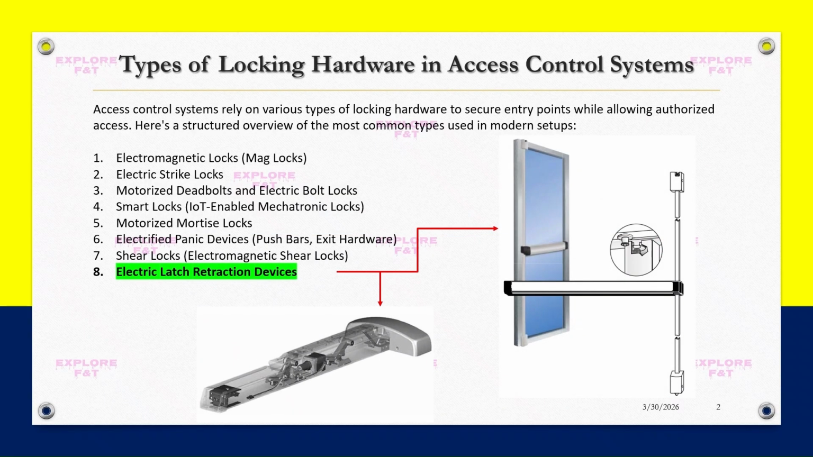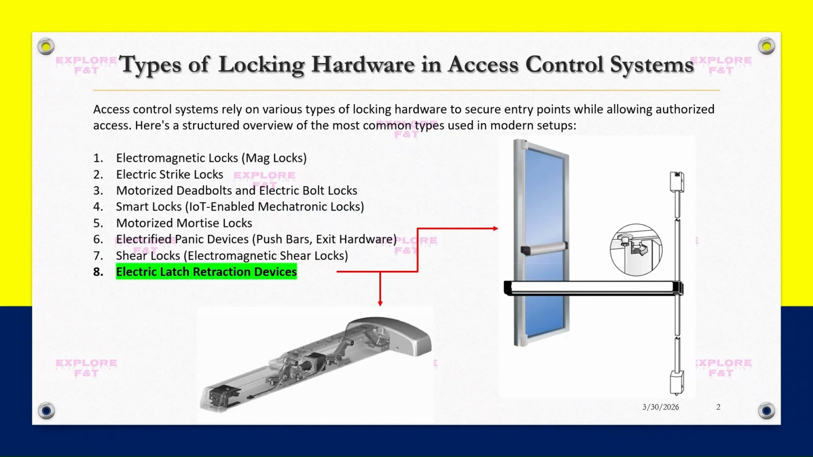So we have already covered all types of locking hardware, almost seven types of locking hardware. This is the last one we are going to cover. This is called electric latch retraction devices. This is also called ELR devices.